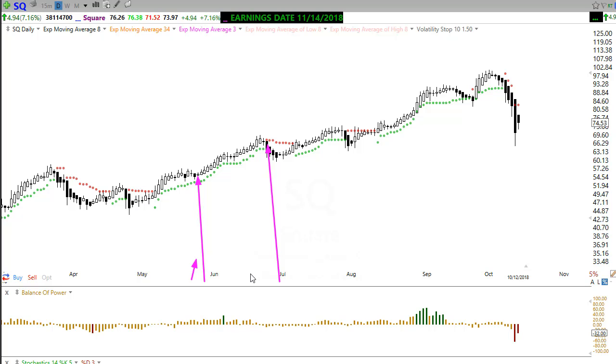Scale out, take some of your profits, reduce your risk in the trade to begin with, and then just set that stop loss and let the trade work. You never know how far it's going to go.